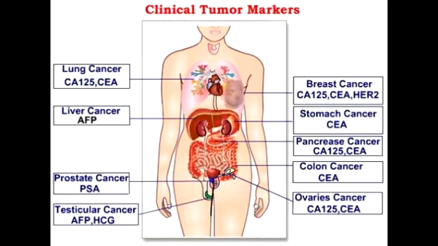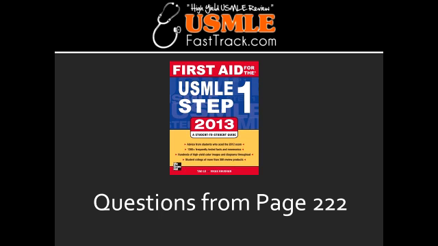In which cancer would there be an increase in the level of CA125? CA125 would be elevated in ovarian cancer. Name all the tumors in which there would be elevated levels of S100 protein. The S100 protein tumor marker would be elevated in melanoma, neural tumors, and schwannomas.